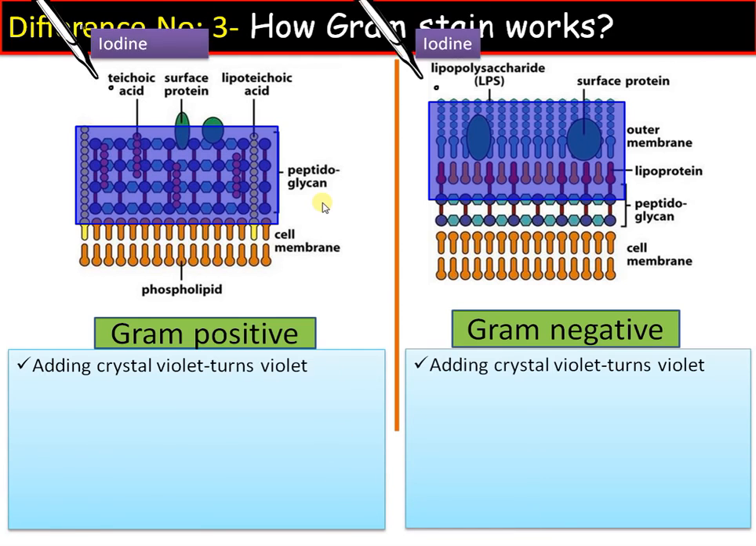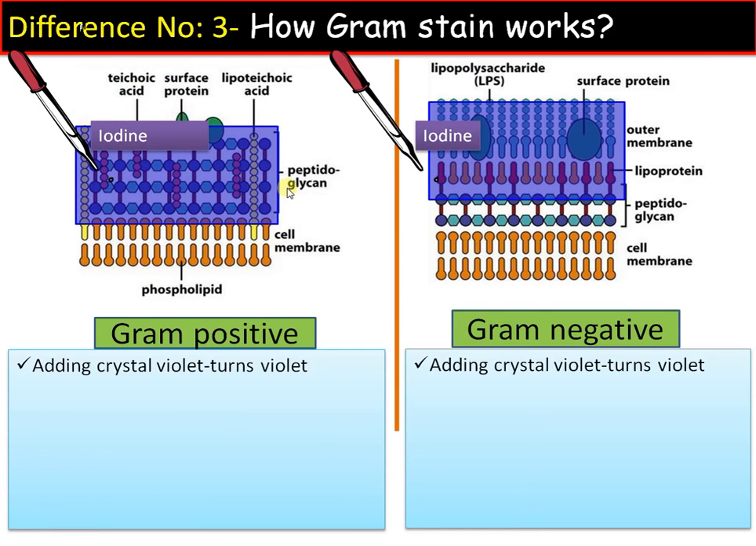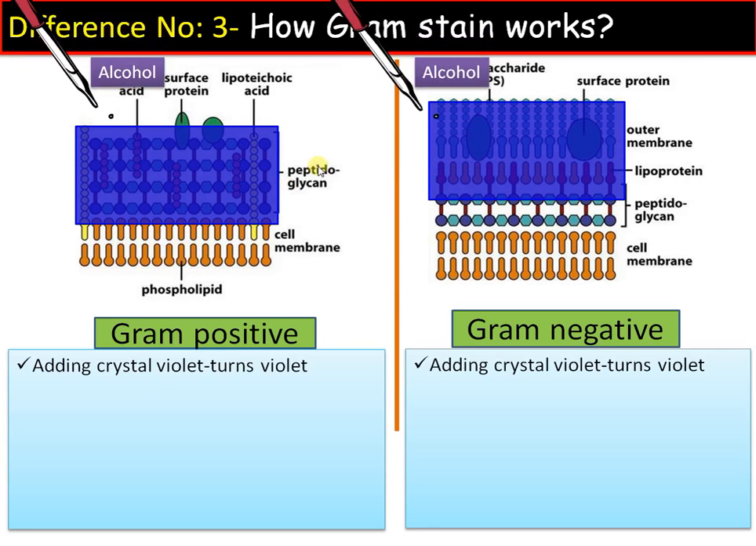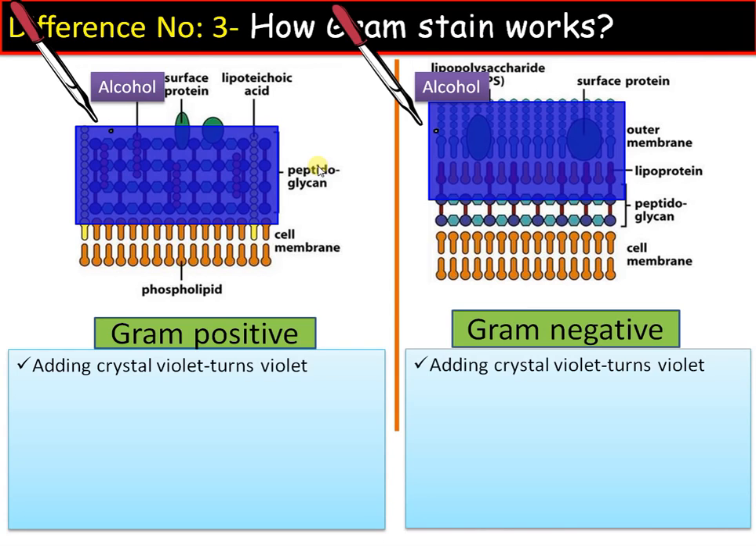The second step is the addition of iodine solution. Iodine is a mordant that will help effective staining, so it becomes more stained on addition of iodine. This is followed by the most critical step, that is the alcohol treatment.